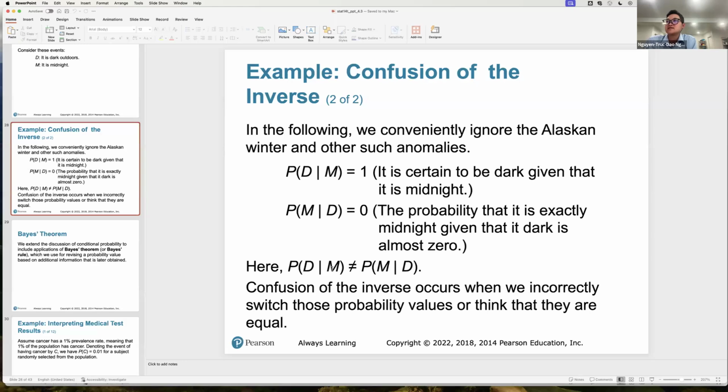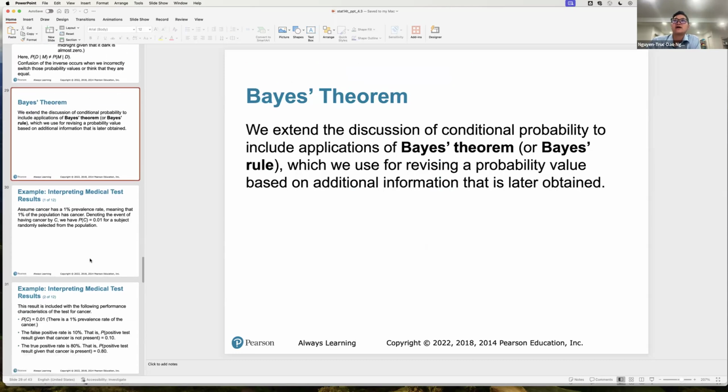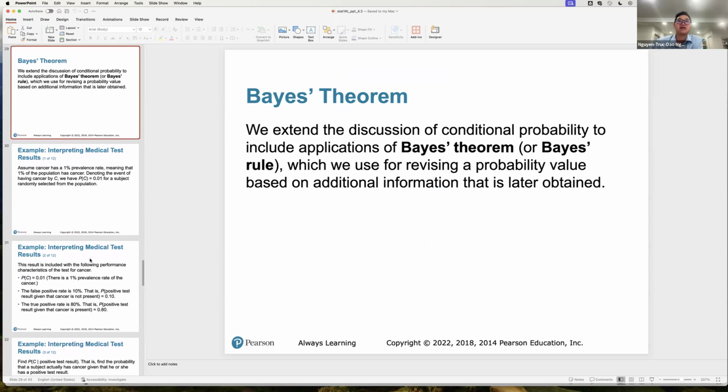So in this case, this is an example to show that they are totally different. Confusion of the inverse occurs when we incorrectly switch those probability values or think that they are equal. Now, let's move to the main theorem. This is a very important theorem in probability theory, Bayes theorem. So what is the meaning of Bayes theorem? And I'm going to give you an example of Bayes theorem, okay?